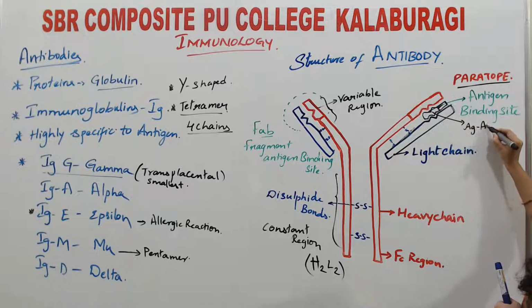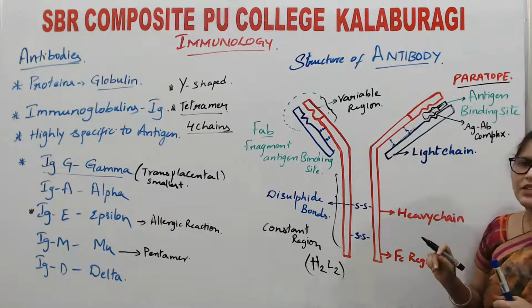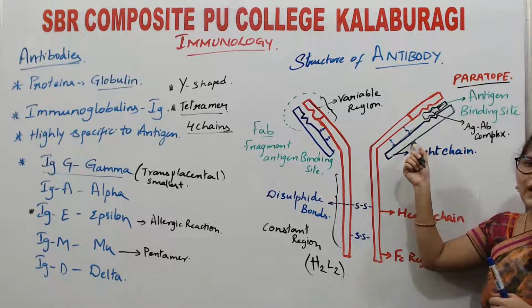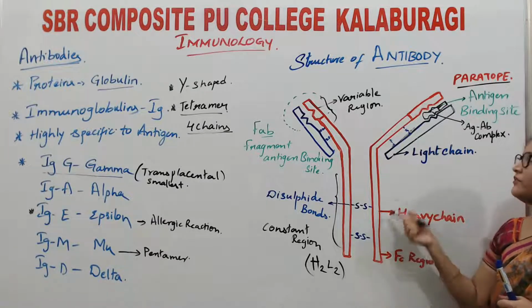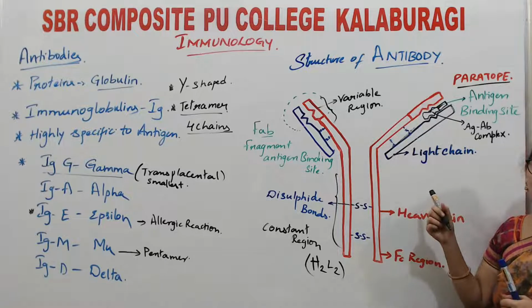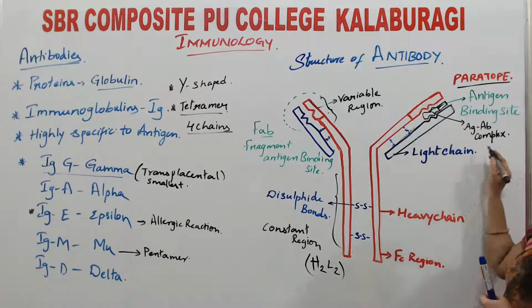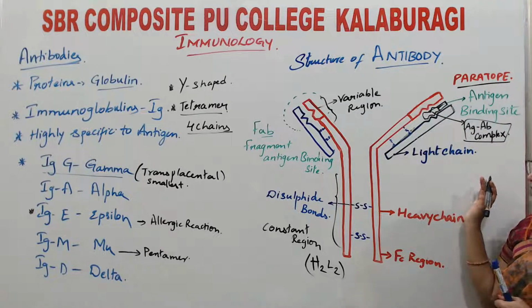Antigen antibody complex. The site present on the antigen for binding with the antibody is known as epitope. The site present on the antibody for binding with the antigen is known as paratope. When epitope and paratope combine together, it forms the antigen antibody complex.